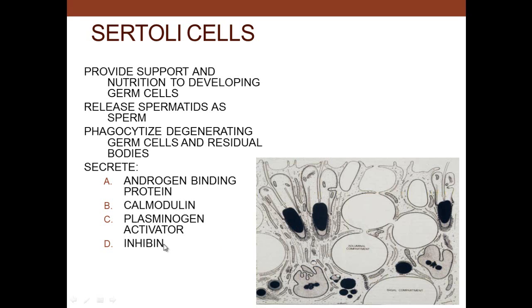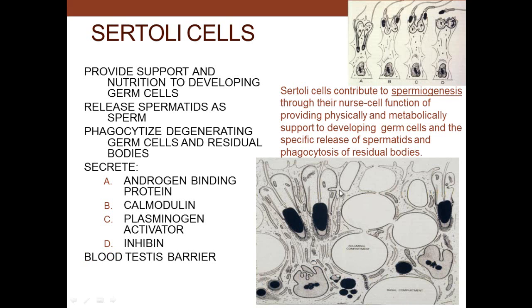Sertoli cells. They also secrete inhibin, which inhibits FSH, because FSH is what stimulates Sertoli cell proliferation early on, and then also function. They also produce activin, which stimulates FSH to be produced. And the blood-testis barrier, as I mentioned, divides the basal and the adluminal compartments. So Sertoli cells contribute to spermatogenesis through their nurse-like function, providing physical and metabolic support of developing germ cells, and in the case of spermatogenesis itself, in terms of release of the spermatids.